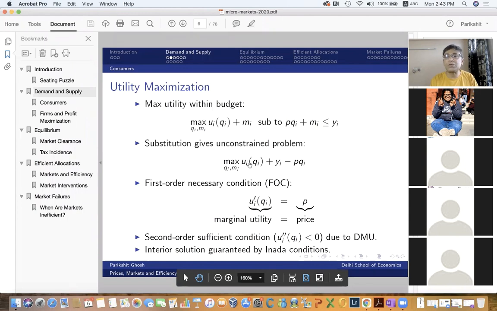The second derivative of the utility function for bread. And that's an assumption we have already made, right? Diminishing marginal utility. So diminishing marginal utility guarantees the second order condition. If we have made that assumption, we don't have to check whether at that specific value of quantity the second derivative is negative. It's negative everywhere.